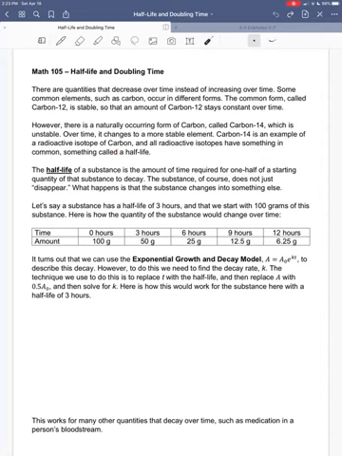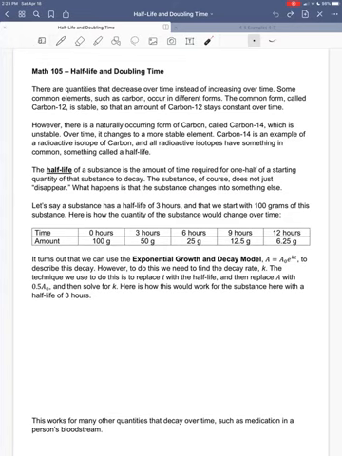The half-life of a substance is the amount of time required for just 1/2 of a starting quantity of that substance to decay. When I was first learning this, I thought somehow that meant the substance disappeared. Of course, that's not true. Matter is neither created nor destroyed. What happens is that the substance changes into something else.